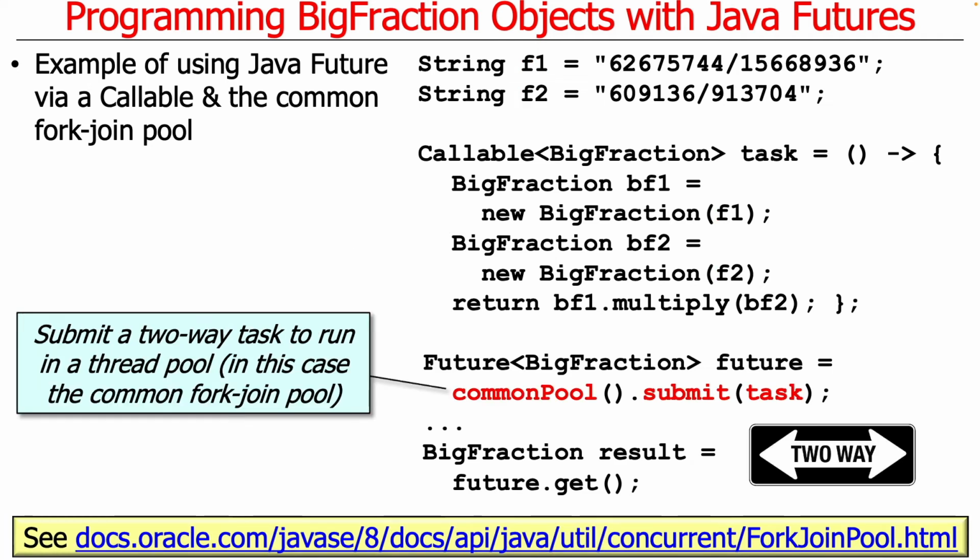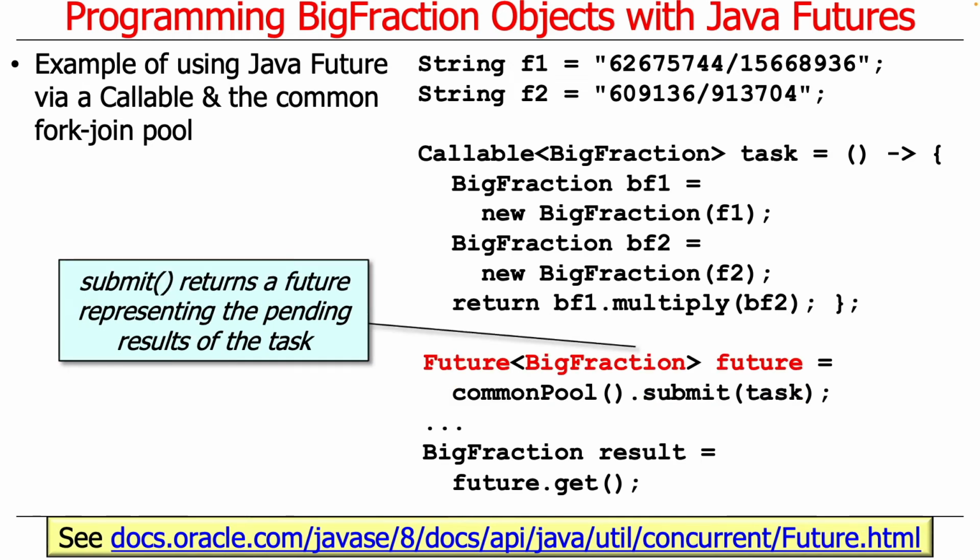We then turn around and submit this task, the callable, to the common fork join pool, and that will go ahead and run in the background in one of the threads in the common fork join pool. And you can see that the side effect of calling submit on the common fork join pool is we get back a future to a big fraction. That big fraction future will trigger at some point after the computation is finished.